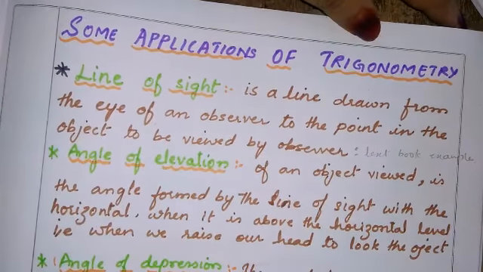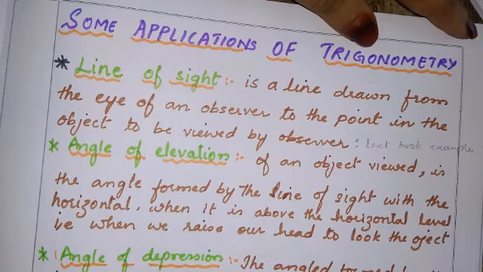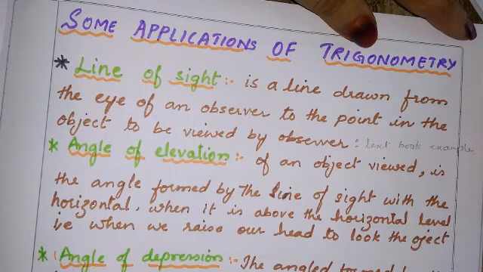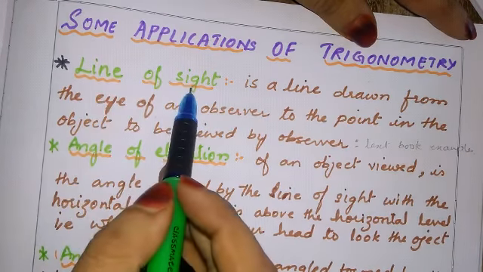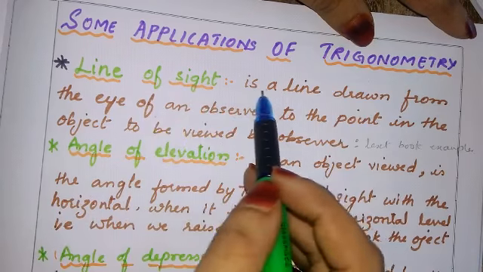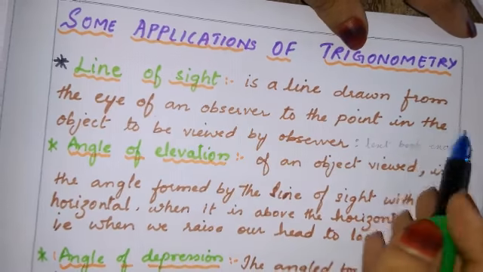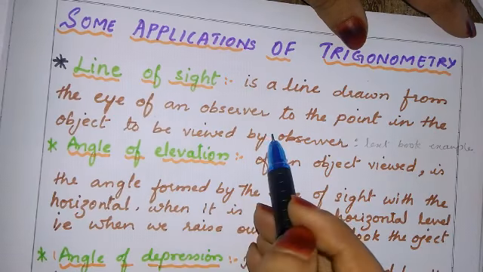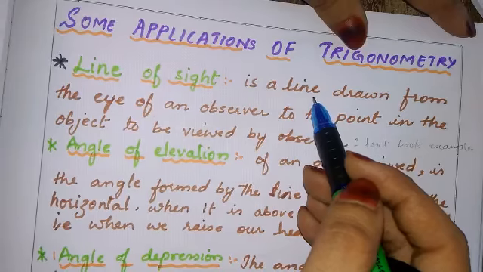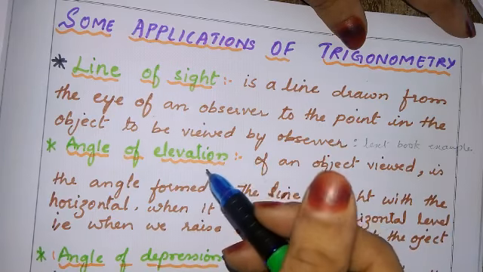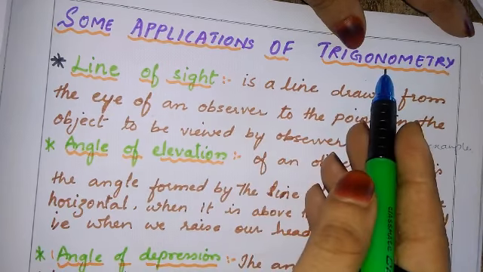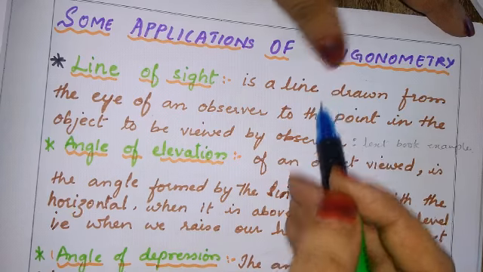These things are very important in this chapter, that is line of sight. What is the line of sight? It is a line drawn from the eye of an observer to the point in the object being viewed by the observer. A line which is formed by the observer's eye towards the object, that is called a line of sight.